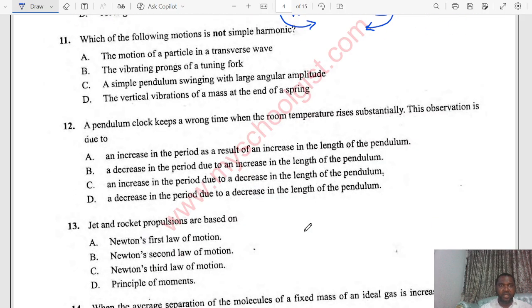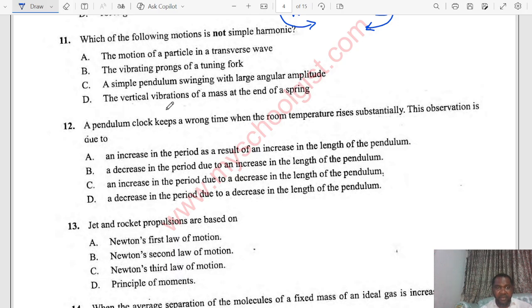Now that leads us to the next one. Which of the following motions is not simple harmonic motion? A, the motion of a particle in a transverse wave. B, the vibrating prong of a tuning fork, of course. C, a simple pendulum swinging in a large angular amplitude. D, the vertical vibration of a mass at the end of a spring.